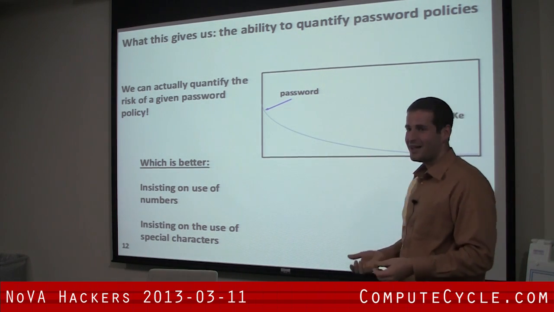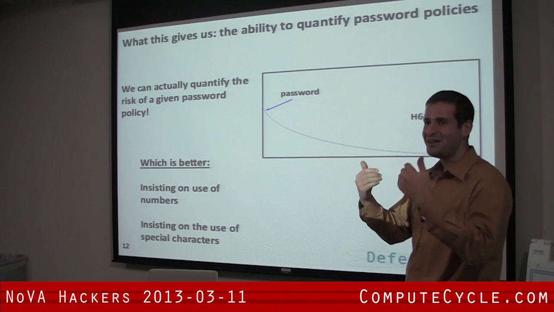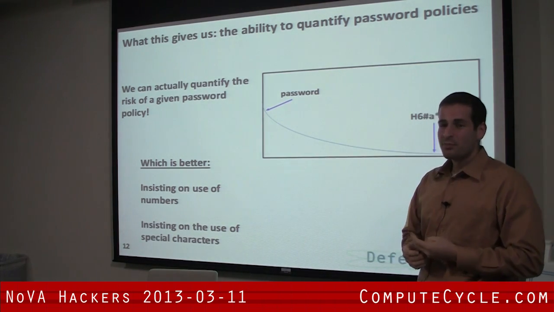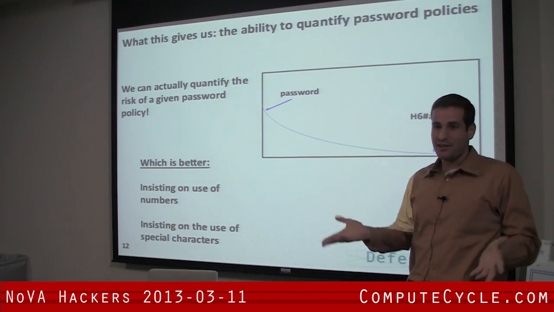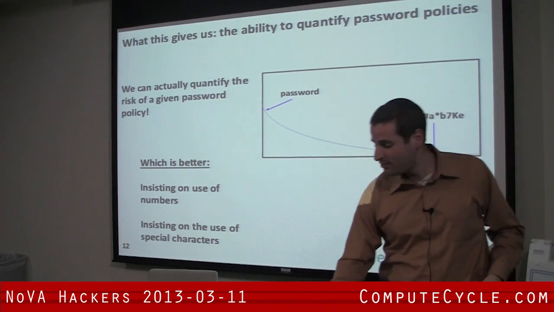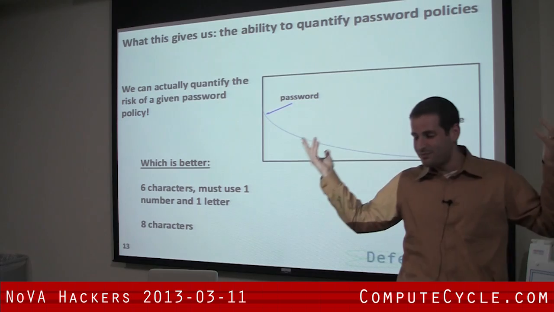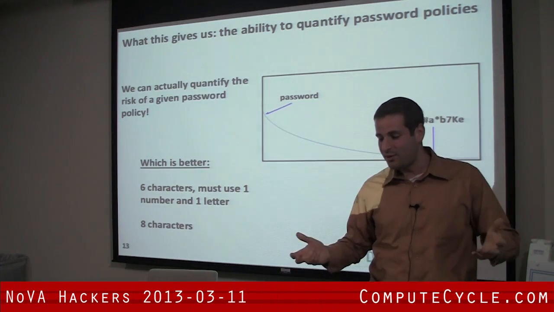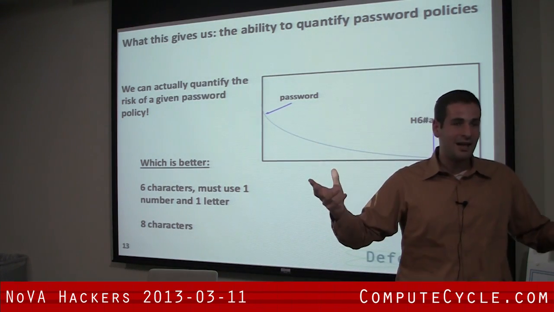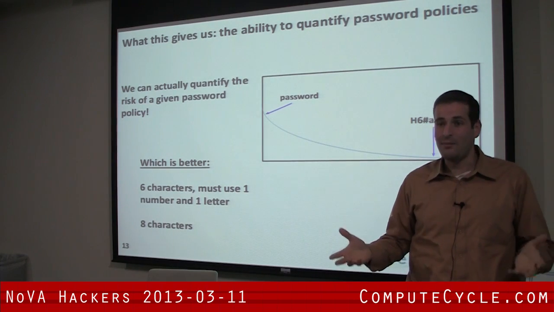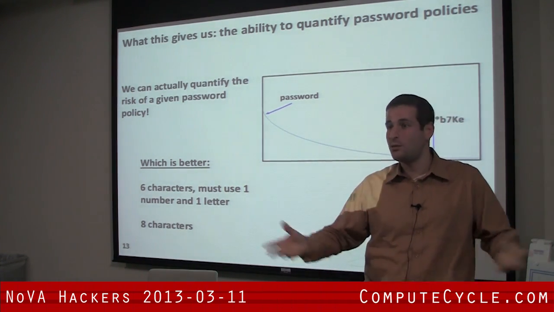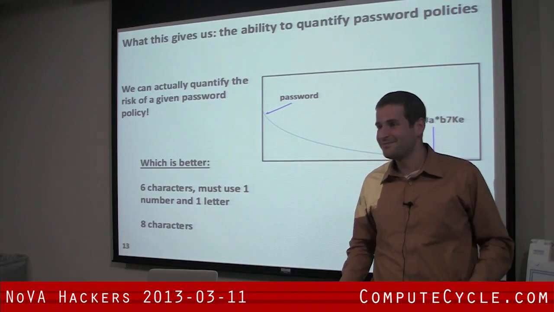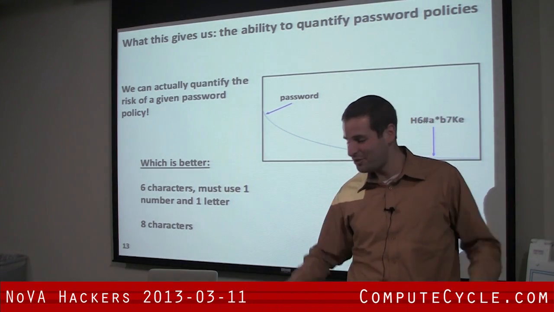So you guys all know my password by now, I hope. So which one of those is better? I don't really know. We could debate it for a long time with no data, but I'd like to have some data so that we would know. And another example, same thing: 6 characters, 1 letter and 1 number, or 8 characters. That one's even harder to compare because it's multiple variables going on here. Which one's better? I have no idea. And if anyone else knows, let me know.